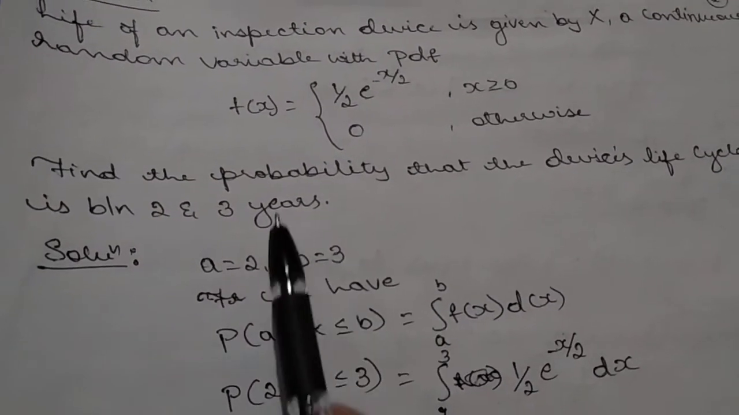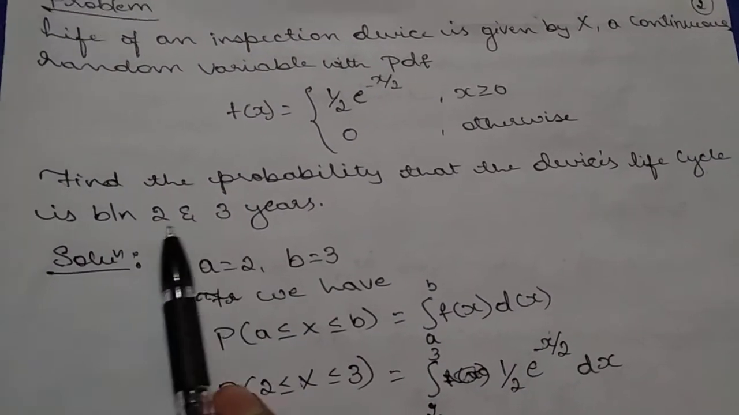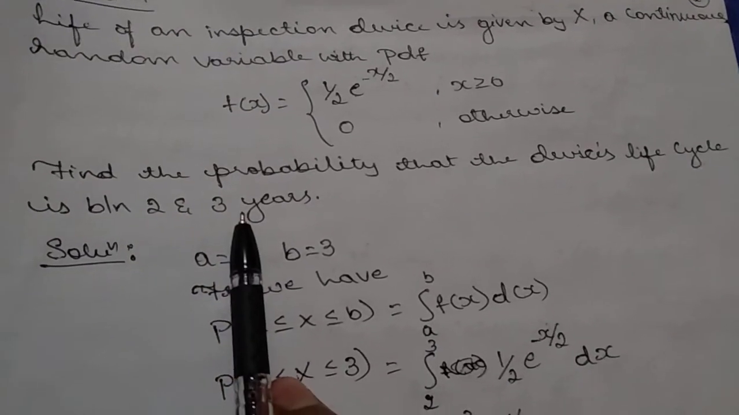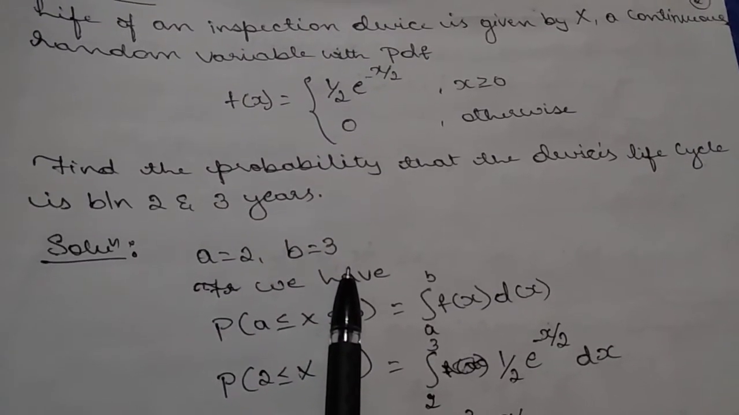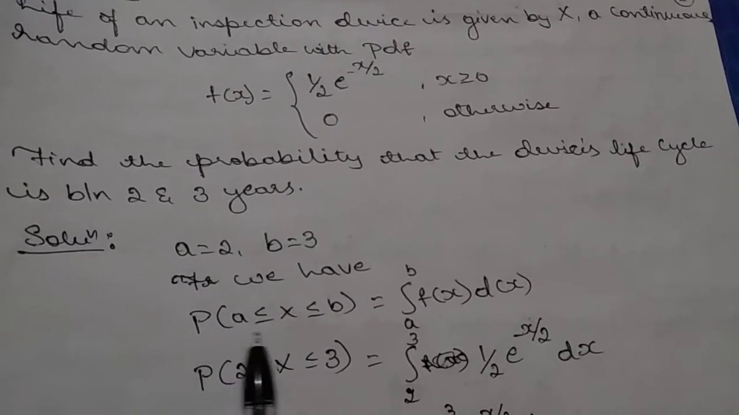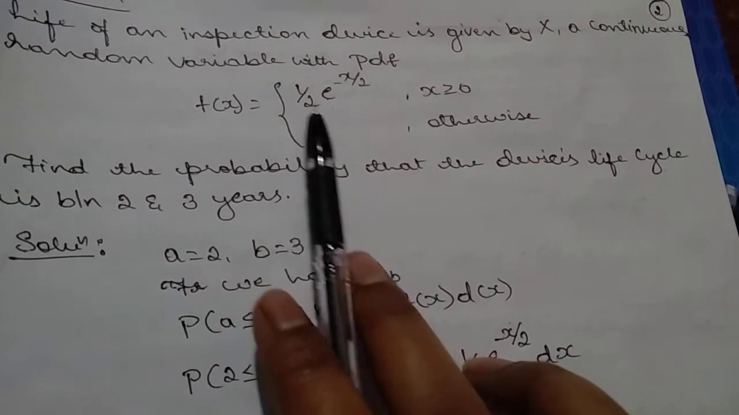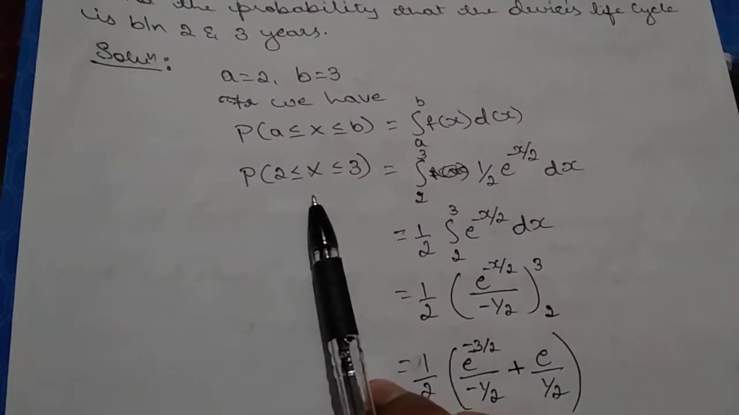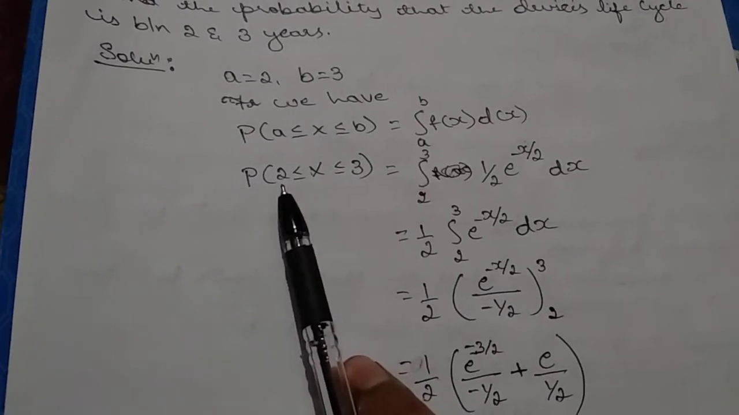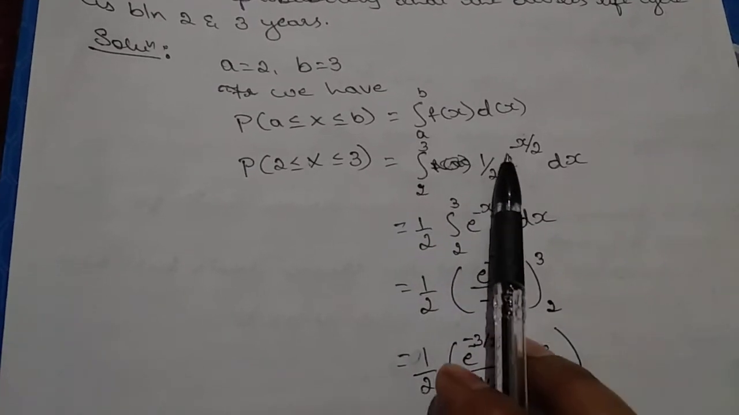What is this here? The probability that the device life cycle is between 2 and 3 years. Here they have given the range between 2 and 3 years. So the a value is 2 here and the b value is 3. And we have a continuous distribution function, that is p of a less than or equal to x less than or equal to b, the integral of f of x dx. f of x here is given as 1 by 2 into e power minus x by 2, and the a value and b value are given. You have to find p of 2 less than or equal to x less than or equal to 3. The range is from 2 to 3. So, integral from 2 to 3 of 1 by 2 e power minus x by 2 dx.